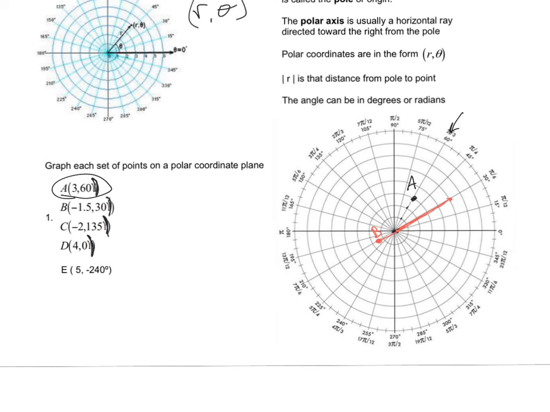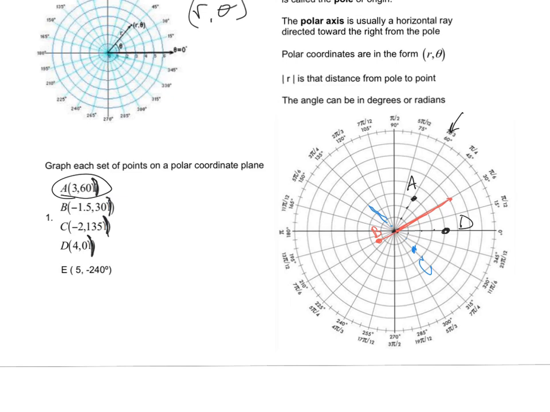For point C, again, another negative radius. So I would go to the 135 line. So 135, don't go towards the 135. Go away from the 135, back through the pole on that line, 2. So there's point C. Point D, 4, 0. Just like you think. 0 degrees, go out to the 4. 1, 2, 3, 4. This is point D.